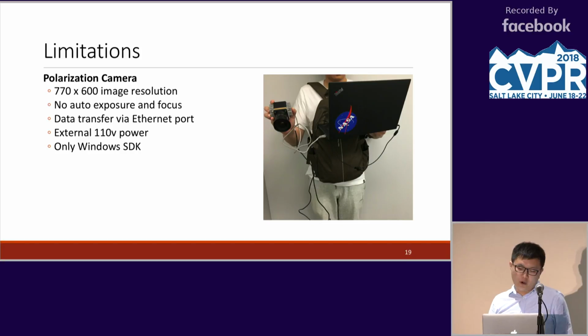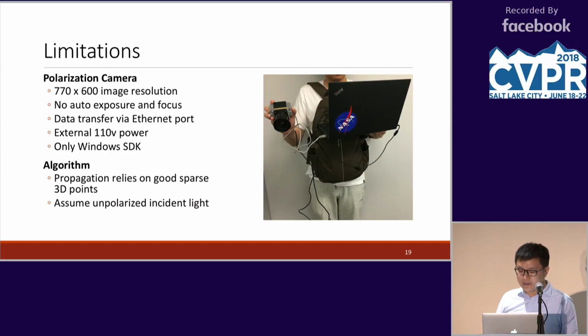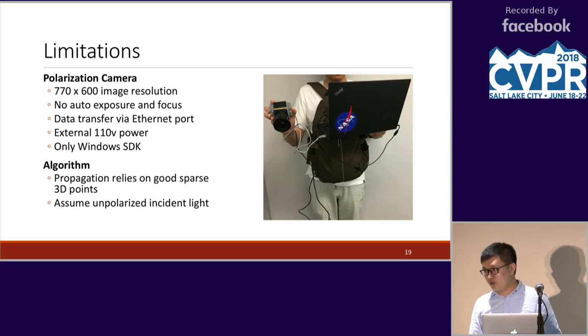With all these limitations, data capturing is tedious and very difficult, as you can see on the right side. This is a real situation where we are trying to get some data. Our algorithm also has large room for improvement. The depth propagation requires good seeds to start with, and the overall algorithm assumes that the input light is unpolarized incident light.